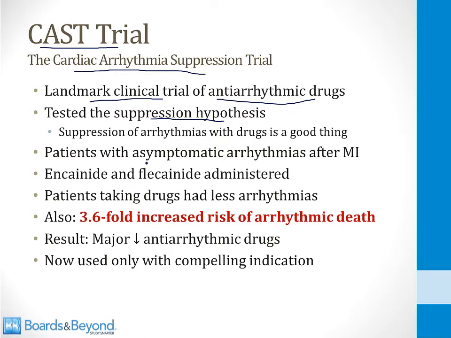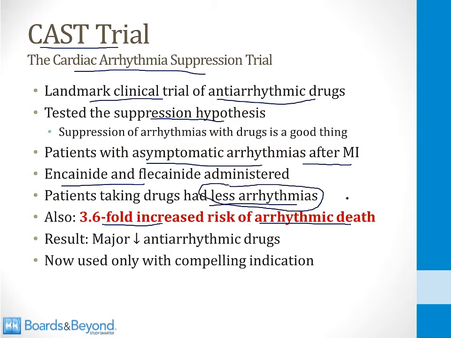Patients enrolled in this trial had asymptomatic arrhythmias after myocardial infarction, and they were treated with two 1C antiarrhythmics, encainide and flecainide. Patients taking the drugs had less arrhythmias as expected. However, a surprise finding was a 3.6-fold increased risk of arrhythmic death. In other words, the patients had less arrhythmias, but the arrhythmias they did have were more deadly. As a result of this trial, there was a major decrease in the use of antiarrhythmic drugs, and we now only use them when there's a compelling indication because we are aware that they carry an increased risk of death.